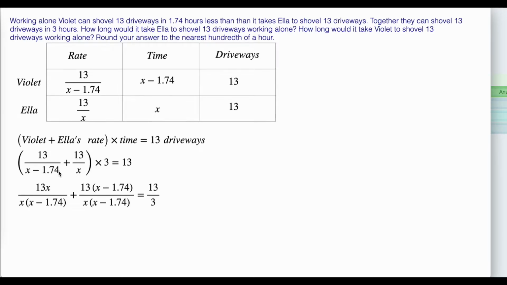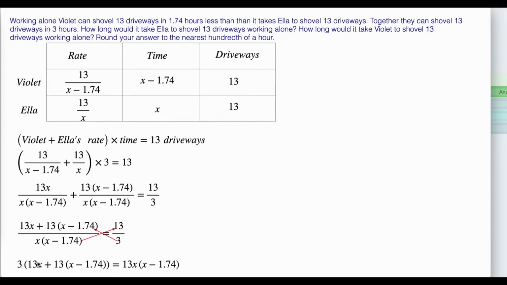I want to get a common denominator. The easiest way is just to multiply my two denominators together, x times x minus 1.74. If I multiplied the bottom here by x, I have to multiply the top by x to keep the fraction equivalent to what it was before. Over here we had an x, we multiplied the bottom by x minus 1.74 in brackets. We multiply the top, the 13 gets multiplied by the x minus 1.74. Then we can add these two fractions together. That gives us 13x plus 13 times open bracket x minus 1.74, close bracket, all over x times x minus 1.74 in brackets. I'm going to cross multiply to get rid of the fractions, to get the x times x minus 1.74 off of the denominator.